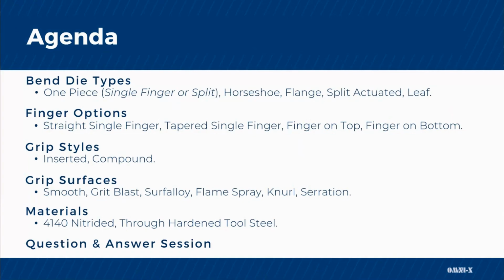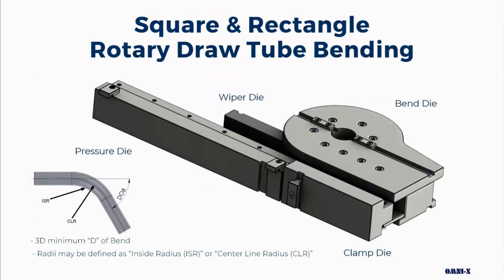Square and rectangle rotary draw tube bending is applicable for minimum Ds of bend of 3D and greater. For square and rectangle bending applications, the radii are typically defined by the inside radius, or ISR. However, the radii can also be defined by the centerline radius, or CLR. It is important to distinguish this point.